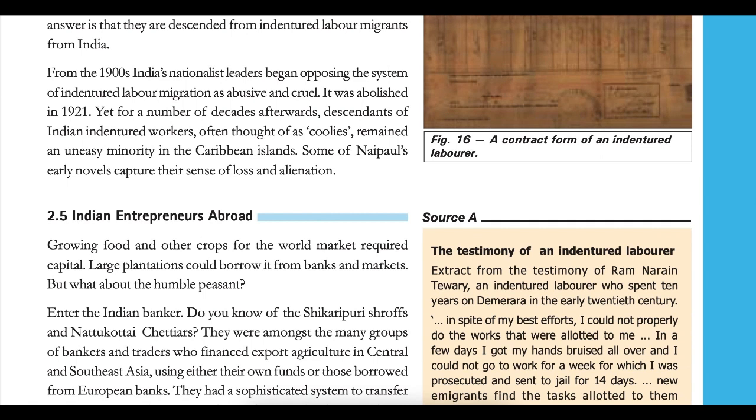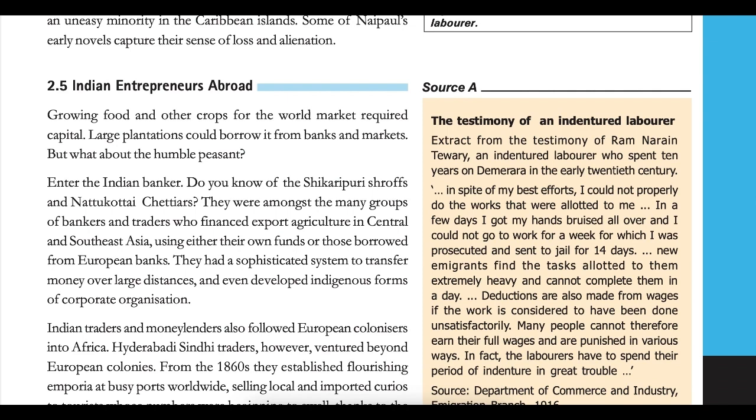From the 1900s, India's nationalist leaders began opposing the system of indentured labor migration as abusive and cruel. It was abolished in 1921. Yet, for a number of decades afterwards, descendants of Indian indentured workers, often thought of as coolies, remained an uneasy minority in the Caribbean islands. Some of Naipaul's early novels capture their sense of loss and alienation.